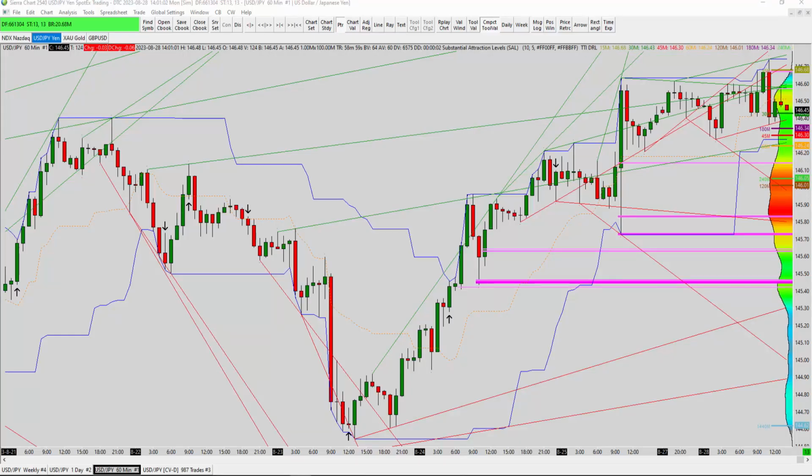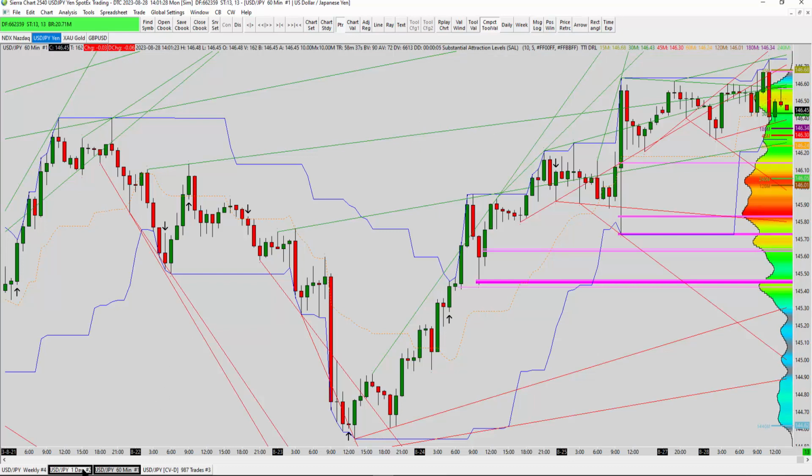Two of the most fascinating indicators that most Forex traders don't utilize, or probably don't even know about, are the two that you see in front of you: the magenta lines, and the volume profile on the right-hand side. We're looking at the US yen.